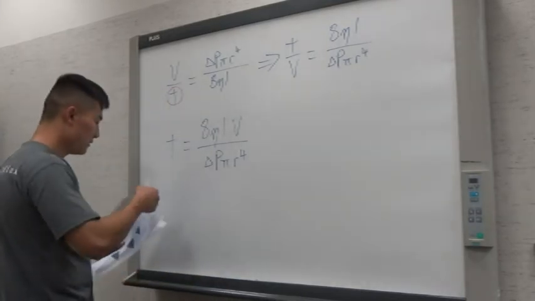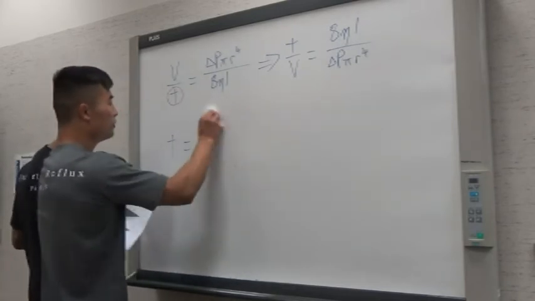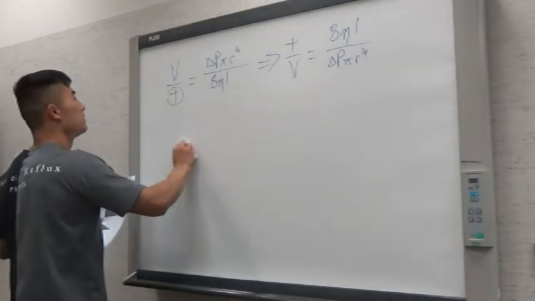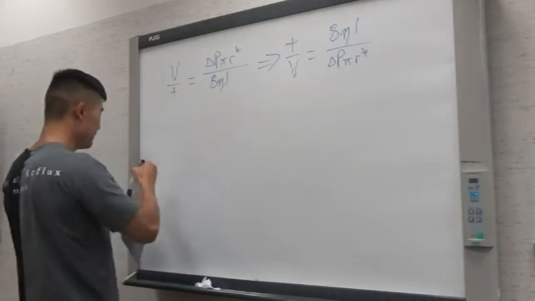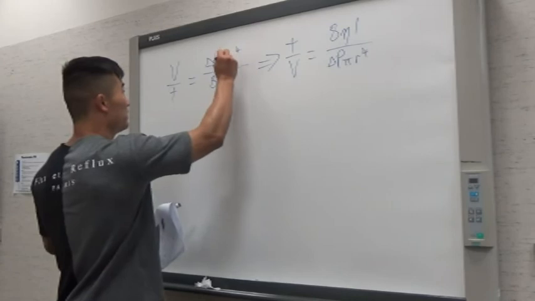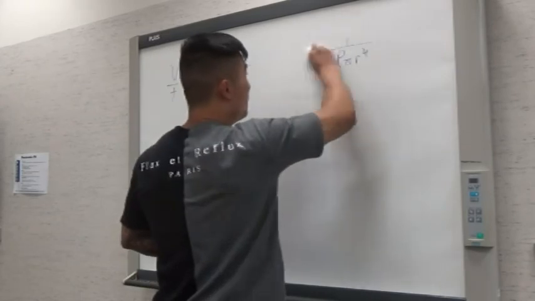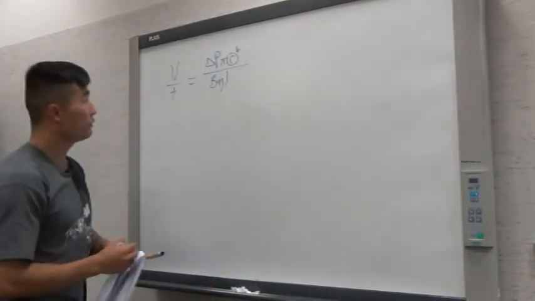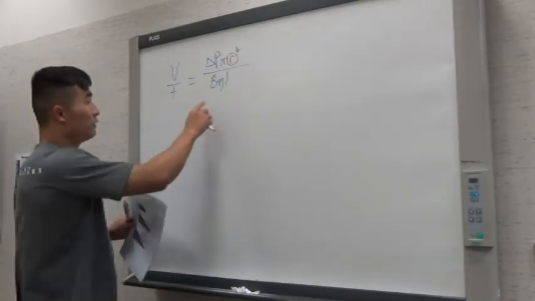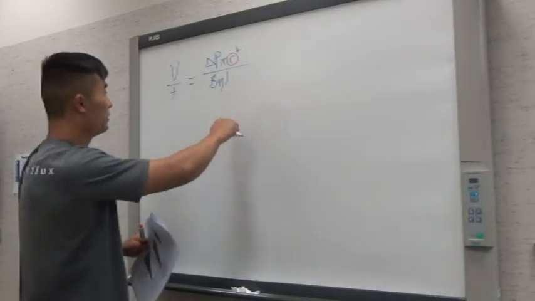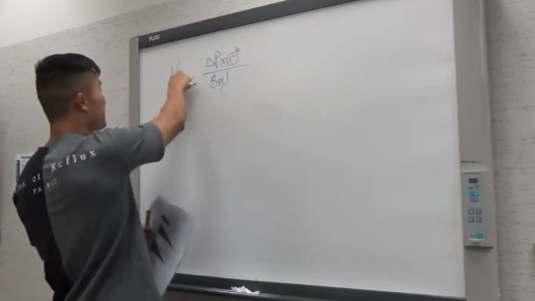So our next one, we're going to rearrange for R. So this time we want to get R on its own, or radius. R is already on the top, so we don't need to flip the equation. What we're going to do is get rid of the ones on the bottom first. So we're going to send 8 times the viscosity times L to this side here.